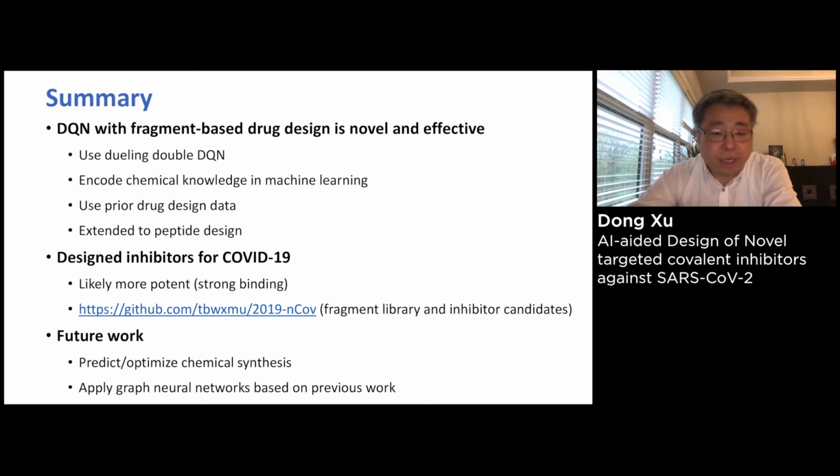For future work, we would like to design a better approach for predicting chemical synthesis, that is, to tell whether a chemical reaction is easy or hard. We also would like to integrate graph neural networks into this work. We have already used graph neural networks for small molecules to predict their properties, for example, whether they can be easily dissolved, etc. And we see that graph neural networks can be applied here also for better drug design. So that's all I have. Thank you for your attention.